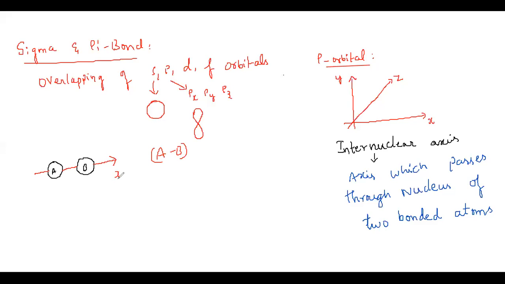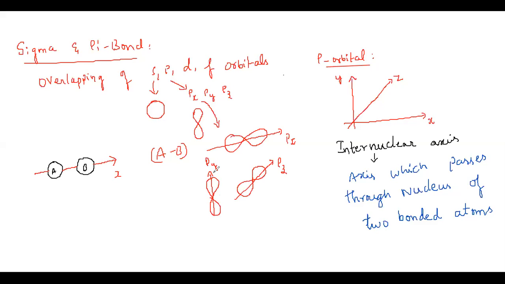Okay, so when we have two bonded atoms, if we see any line passing through the nucleus of two bonded atoms, then we call it an internuclear axis. Similarly, if I take the p orbital, the Px orbital will be like this. So this is Px. Okay, and you know what is Py? Py will be like this. This is Py. And this is Pz.